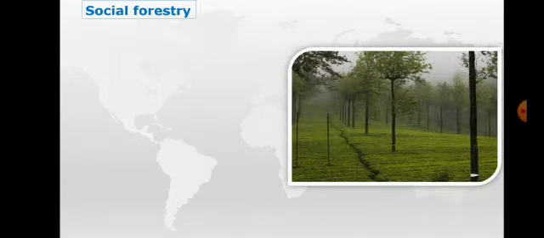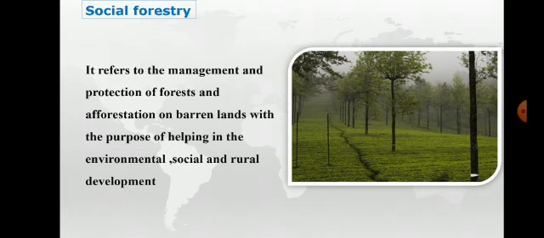Next, based on this draft policy, the government has initiated the following measures. In that, the first one is social forestry. It refers to the management and protection of forest and afforestation on barren lands with the purpose of helping in environmental, social and rural development. So here you can see through social forestry, the government is making people plant trees on barren lands or wastelands, so that those lands may be converted into afforestation.